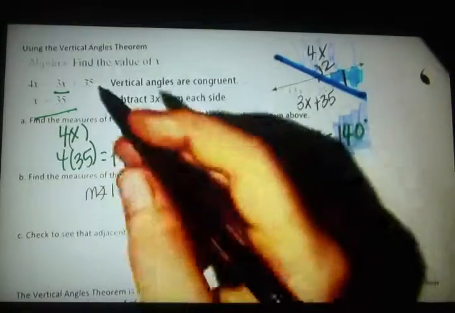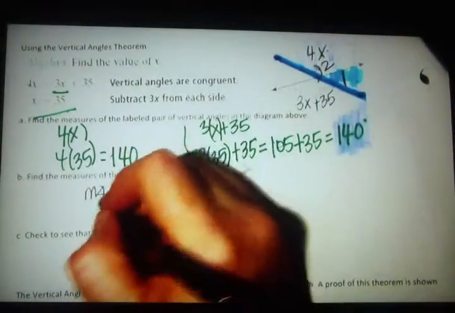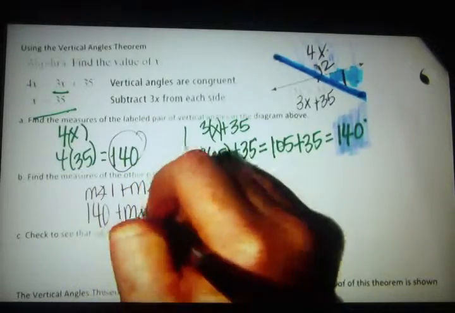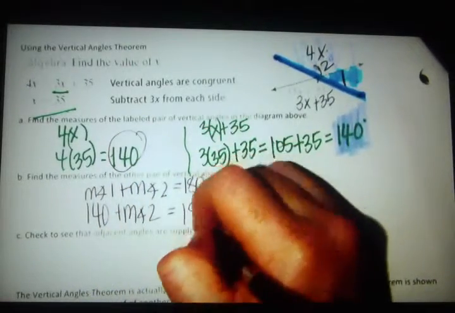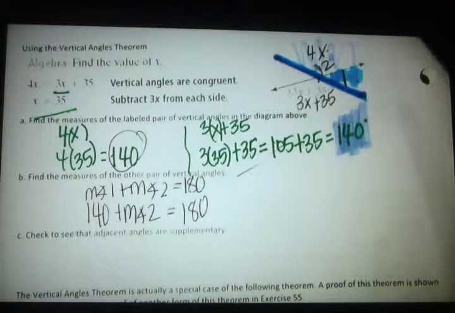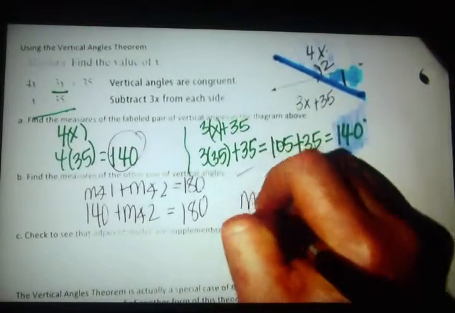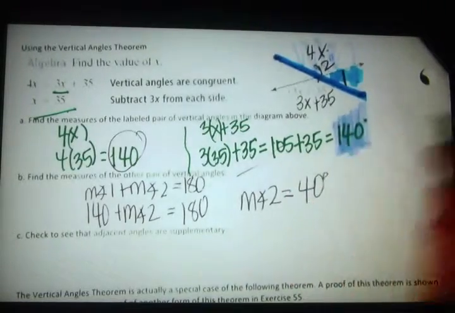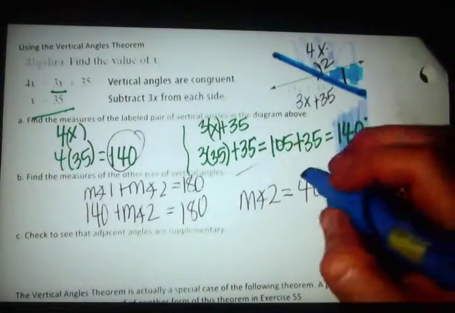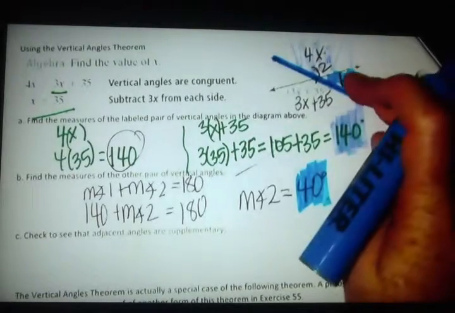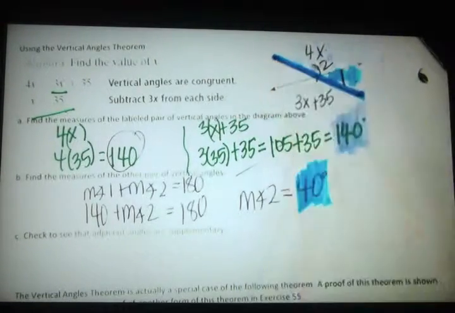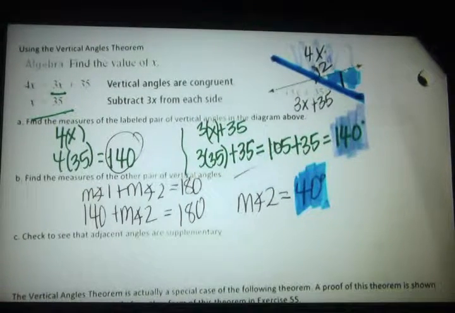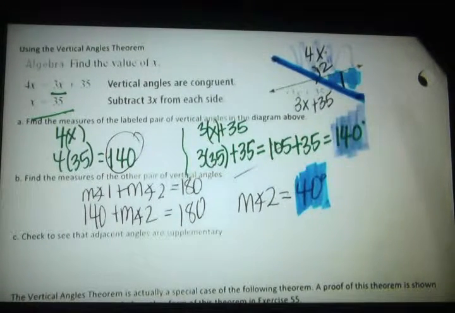And fill in. Well, we know measure of angle 1 is 140. We already found that right here. Plus measure of angle 2 equals 180. Okay, and use your subtraction skills to get measure of angle 2 equals 40. Did I answer the question? Yes, I did. Find the measure of the other pair. Okay, this one's 40. The cross vertical one's 40. You could do the same exact steps to prove that one too. If you chose to do it that way, it's fine.